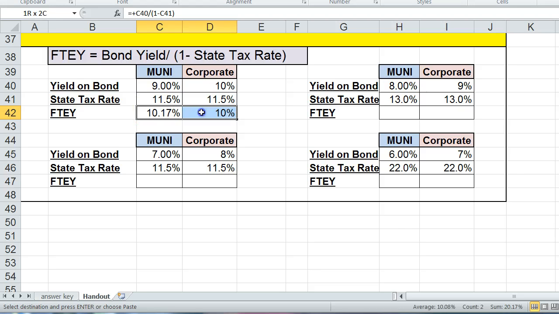So in this calculation, the municipal is better than the corporate. Here the corporate is better than the municipal. And here we have, again, the corporate is better than the municipal bond because it has a higher rate.